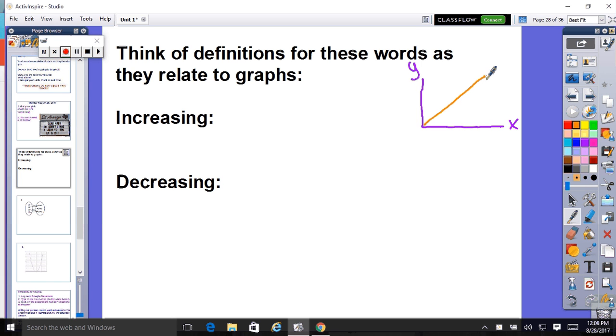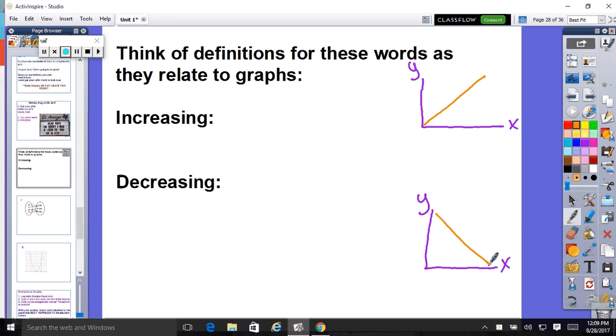Okay, we read graphs from left to right, correct? So it'd be this way, right? Or this, right? It could be steep or not steep. Okay, so here's my x, here's my y. So you're saying decreasing would be something like this? Okay, so now let's put that into words. I agree with these. These are perfect representations of what increasing could be.